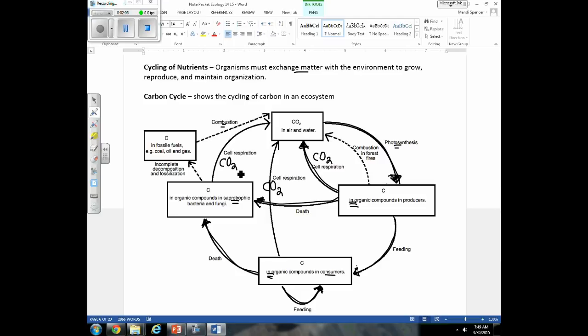If organic compounds aren't completely broken down, then they can be converted to fossil fuels. And when we burn fossil fuels, we're going to release CO2 back into the atmosphere. Even just driving your car, you're burning gasoline, and you're going to release some CO2 into the atmosphere.